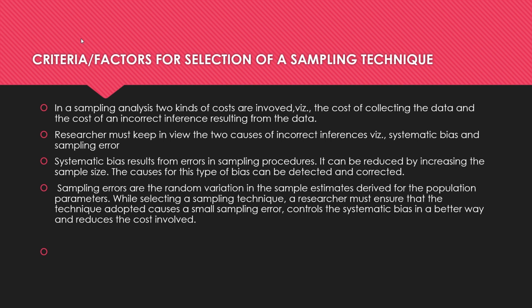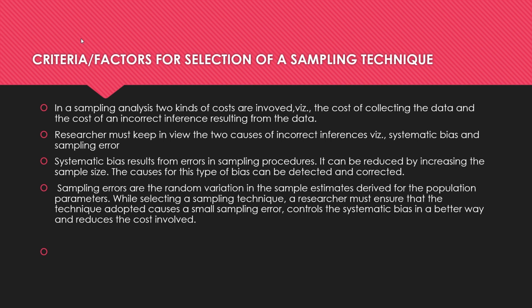Systematic bias occurs if the sampling frame does not represent the universe properly, or if the individuals under observation act in a manner different from if they were not kept under observation. Also, it occurs if the devices used for measuring the values are defective. So, systematic bias results from errors in sampling procedures, and it can be reduced by increasing the sample size. The causes for this type of bias can be detected and corrected.